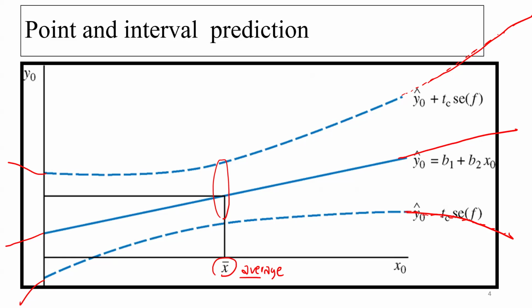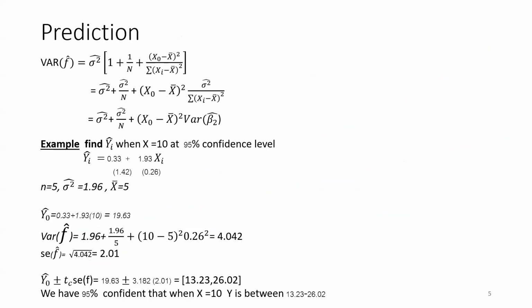Example: please find y when x equals 10 at a 90% confidence interval. You first find the point estimation. So put 10 in here and calculate, and you get 19.63. And then you compute the variance of the forecast using this formula.